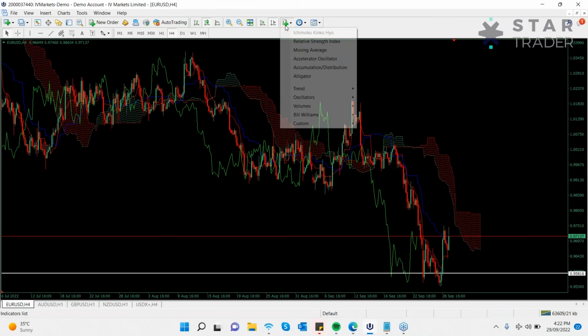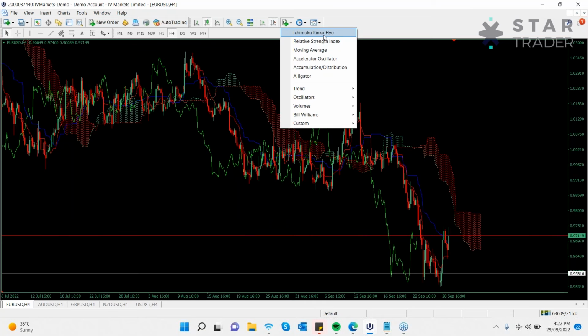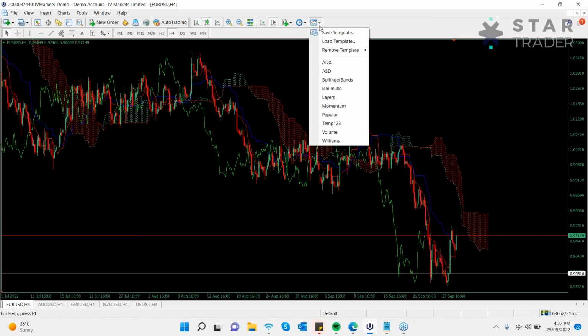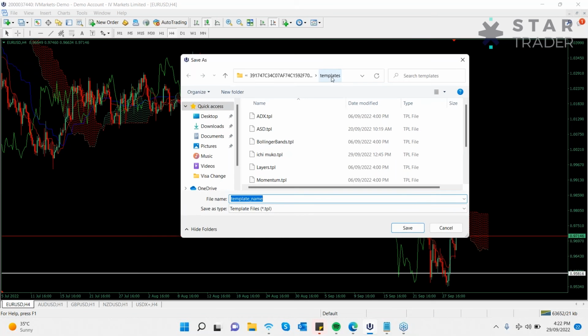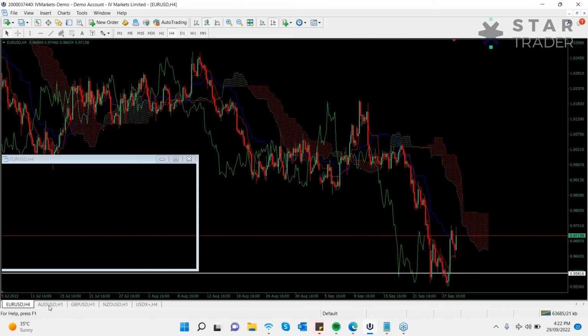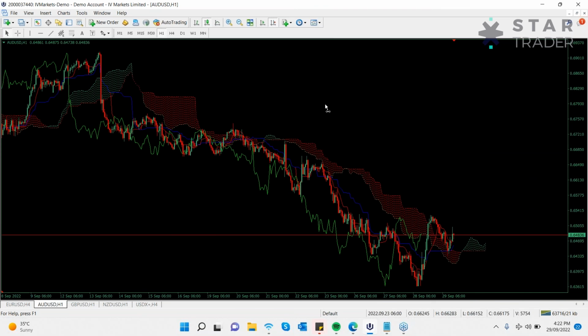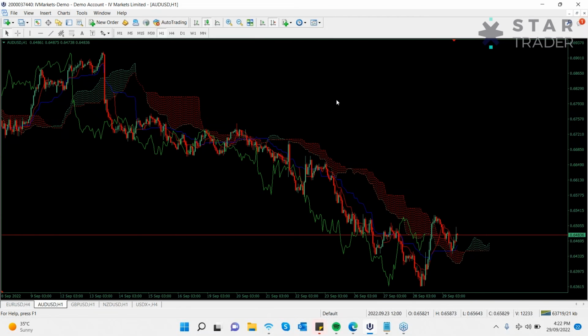how to insert the indicator into your MT4 platform. Just go to this indicator window, and over here you can see the Ichimoku Kinko Hoyo. When you click this indicator, it will appear on your chart. Simply go to save template and save this with the name Ichimoku Kinko. Whenever you open a new chart, just select this template, and this chart will appear. So that's it.